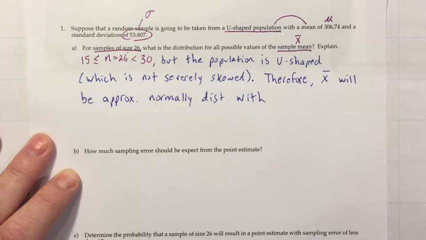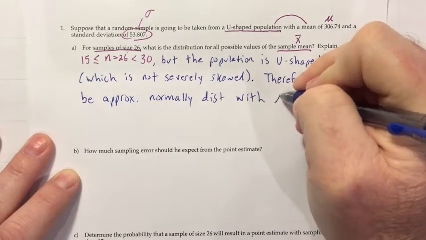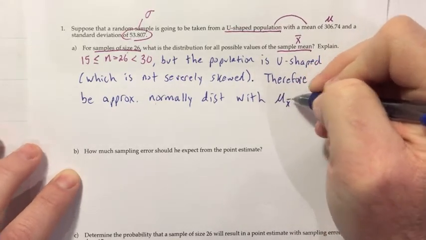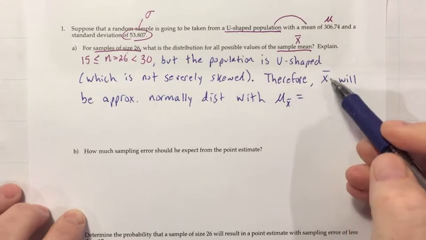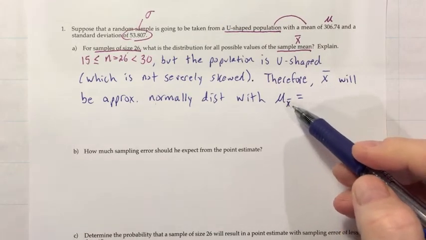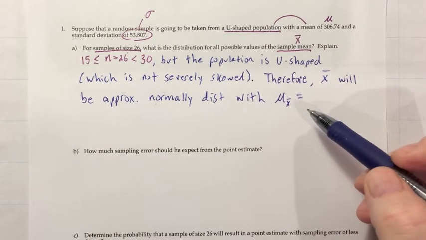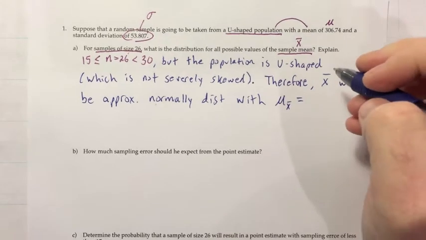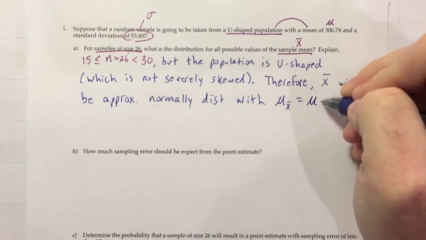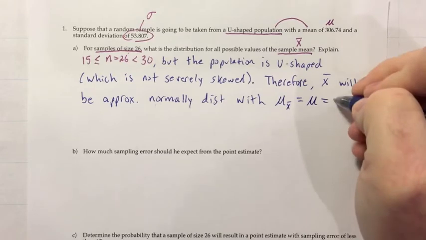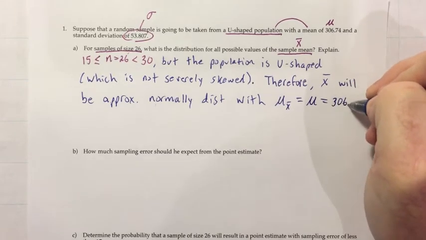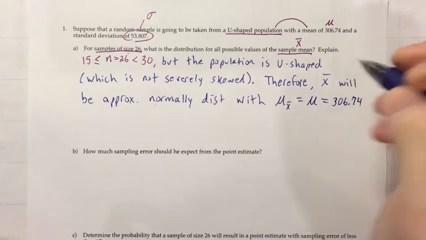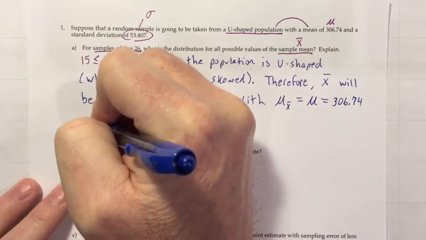But there's infinitely many normal distributions, so we want to narrow that down to a single one by stating what the mean of the x bars would be. And x bars are variable, so it's the mean of the x bars we're trying to give. And the formula for that, which is on our formula sheet, is that mu of x bar equals mu, which we've already identified as 306.74.